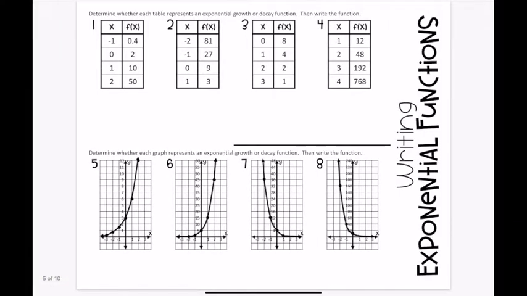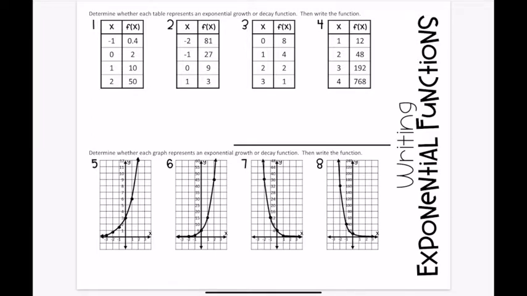All right, now let's look at some tables. So we're going to determine whether it's growth or decay, and we're going to write the equation based on the tables, which means we have to find the key features, the a and the b.